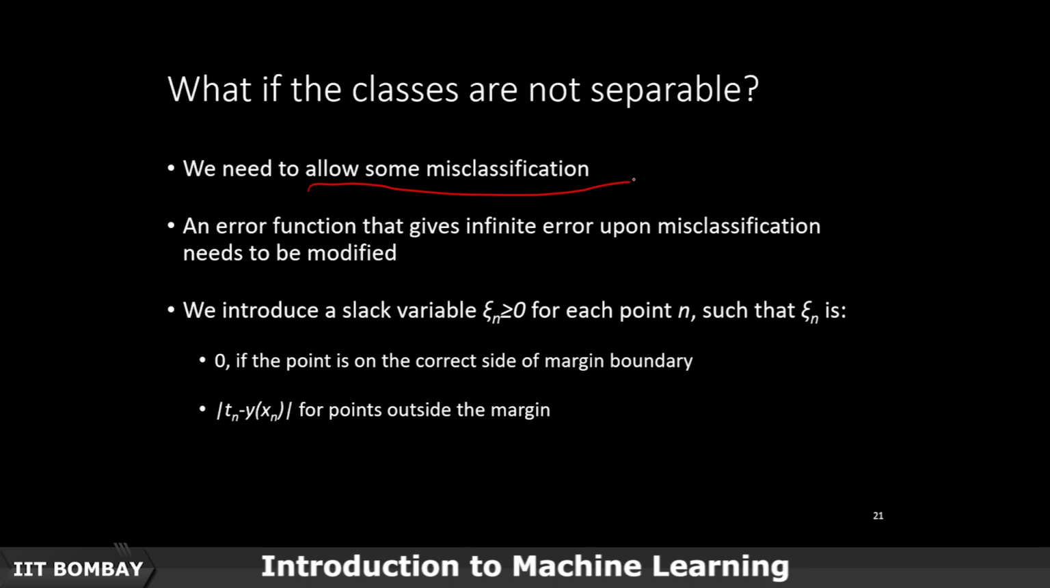Okay, so we will have an error function. We won't have an error function that will give an infinite error upon misclassification. We want some finite misclassification error. So just like in the linear SVM, we will have a slack variable xi, which will be greater than or equal to 0 for all points, such that it is 0 if the point is on the correct side of the margin boundary, and it will be greater than 0 if it intrudes into the margin or it is misclassified. Precisely, it is going to be the absolute value of t_n minus y_n.